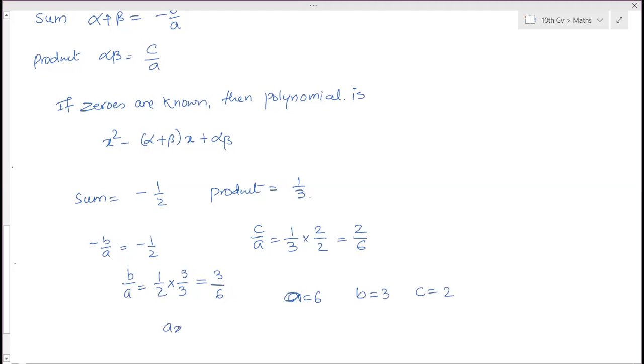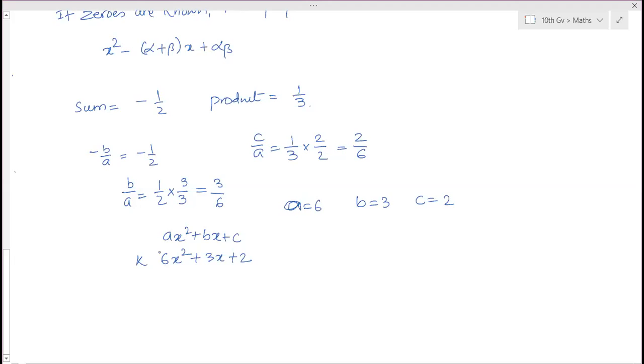So you have the polynomial ax square plus bx plus c. So a means 6x square plus b is 3x plus c is 2. So you will get the polynomial like this. Simplified form, but don't forget this.